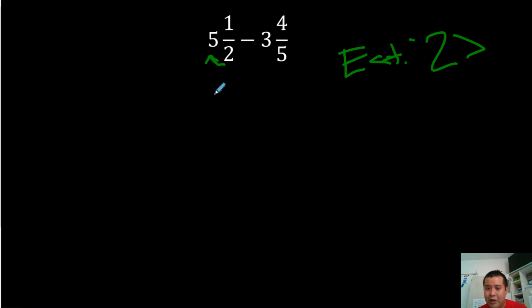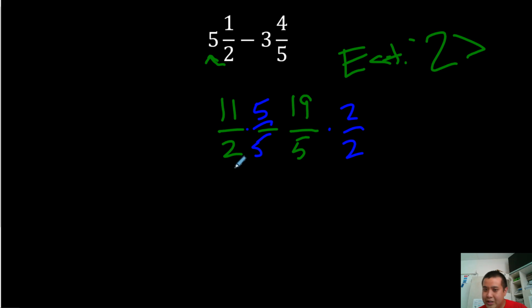We're going to make this into an improper fraction by doing 2 times 5, which is 10, plus 1, which is 11. We go 11 over 2, keeping the denominator the same. 3 times 5 is 15. 15 plus 4 is 19. 19 over 5. And again, we can't go any further without making common denominators. So we're going to make the common denominator 10 because the least common multiple between 5 and 2 is 10. So we're going to multiply this by 2 over 2 and multiply this one by 5 over 5.